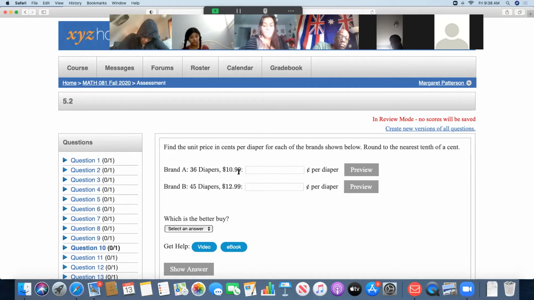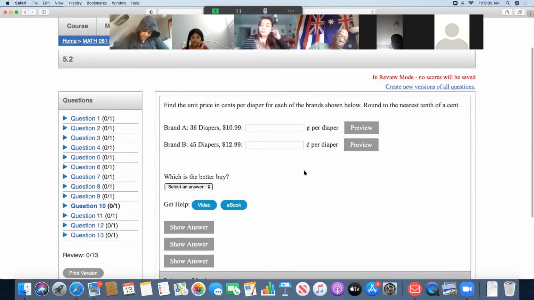Think of a simpler problem. If it was $10 and you got 10 diapers, that would be $1 a piece. So you divide. The second part was $12.99 and you got 45. So you got more for the higher price, but the question is, which one's a better buy? And so you still have to fill in the cents. We need this in cents. All right. I'm going back to paper because I think we need to see it.